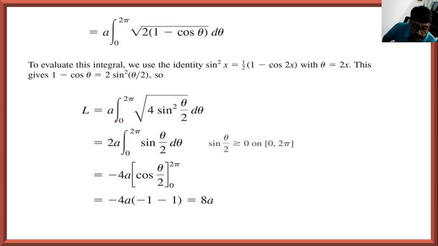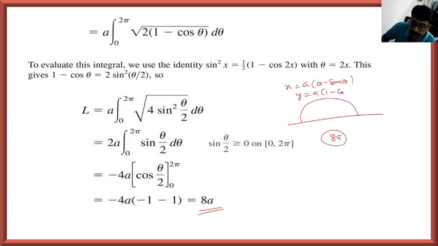Thus we have L equal to a into integral 0 to 2 pi square root of, and 1 minus cos theta is 2 sin square theta by 2, that becomes 2 into 2 sin square theta by 2, that is 4 sin square theta by 2 d theta, which is equal to 2a into integral 0 to 2 pi sin theta by 2 d theta. Now on integration, you can see that it is 8a. So this is the result. This is actually the length of one arch of the cycloid. The length of one arch of the cycloid is 8a, where the curve is x equal to a into theta minus sin theta, y equal to a into 1 minus cos theta.